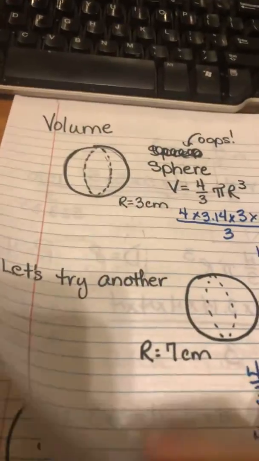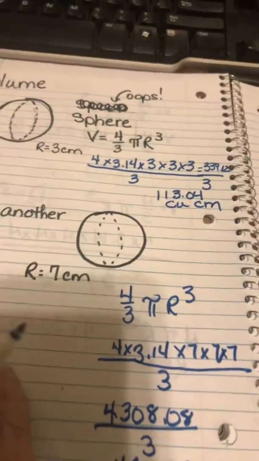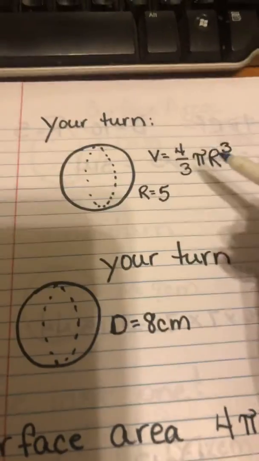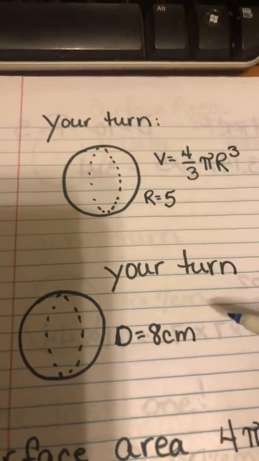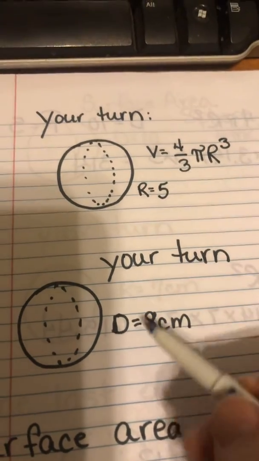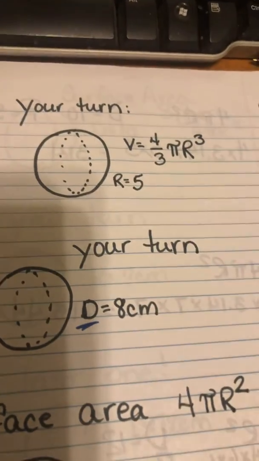All right, you can pause this video at any time because I know I'm kind of going fast, but it takes forever for these videos to upload if they're too long. So, all right, here we go. These are your 2 to do. I have one where the radius is 5, and be careful, one where the diameter is 8. Go ahead and do those, and I'll see you back here in a minute.